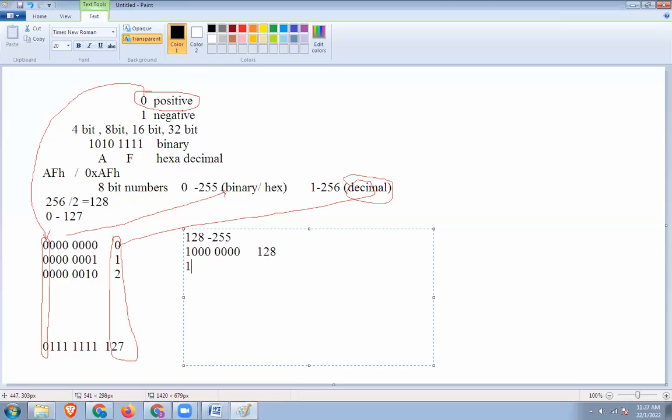Similarly, if I write 10000001, it is equivalent of 129, and so on. If I write the last number, 11111111, it is equivalent of 255.